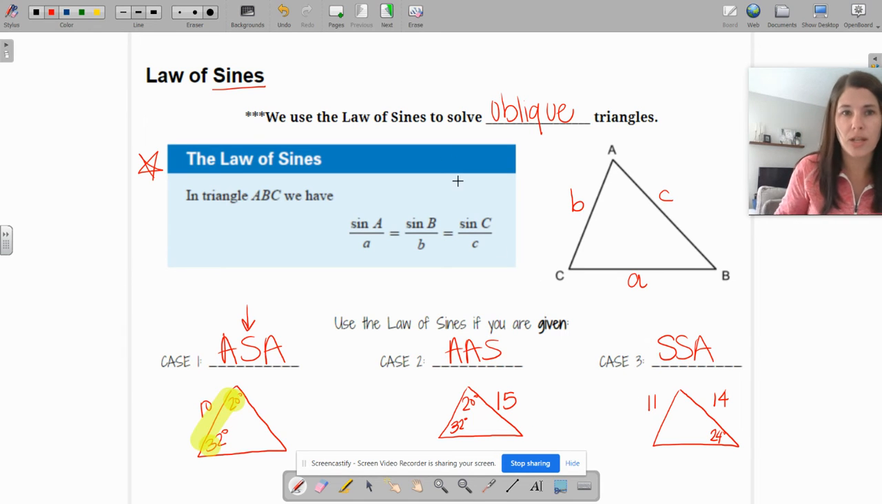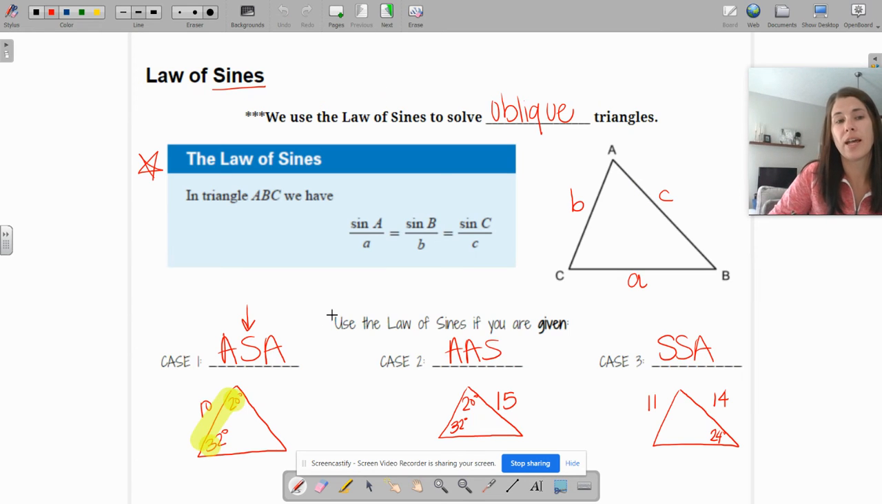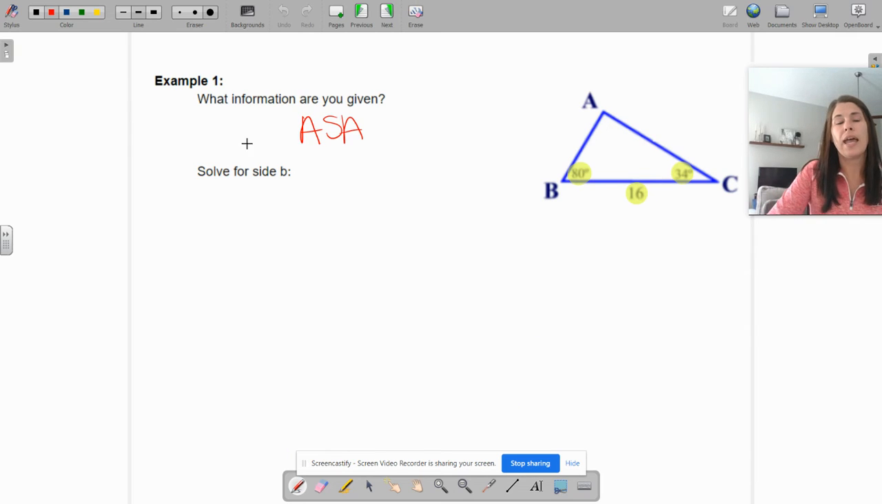So now let's actually practice that. So here's your first example. And the first thing you always want to pay attention to is what's given to you. We can see that I have two angles and then the side that is directly in between them. So this situation is angle, side, angle. And we've already said angle, side, angle, that does mean that we want to use the law of sines. And it looks like here we are looking to find side B. Well, side B is this side over here.